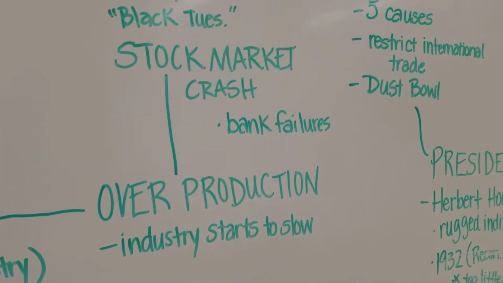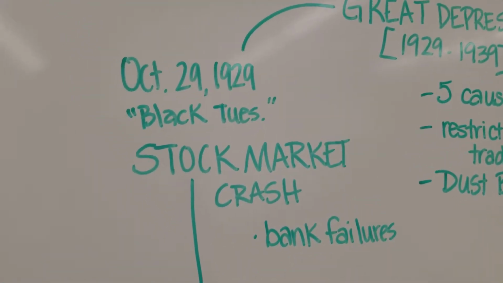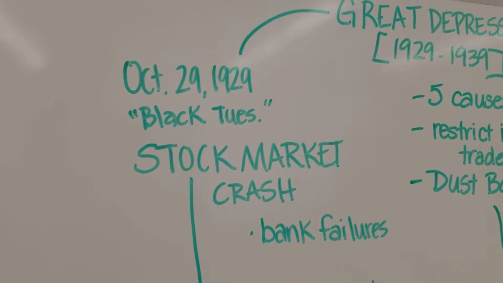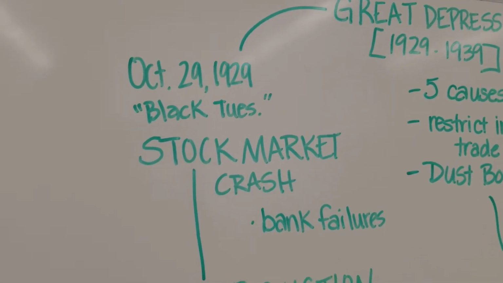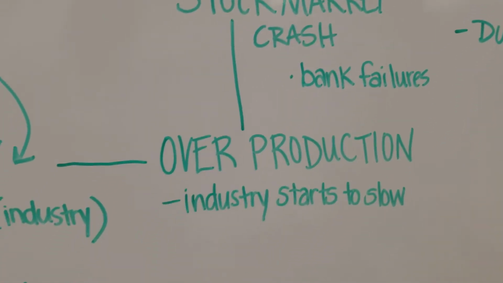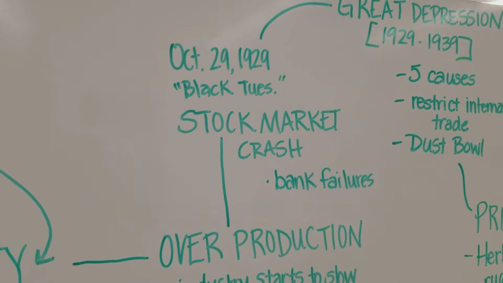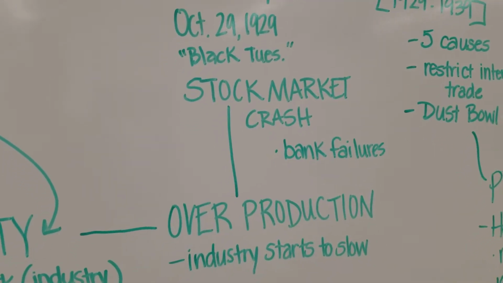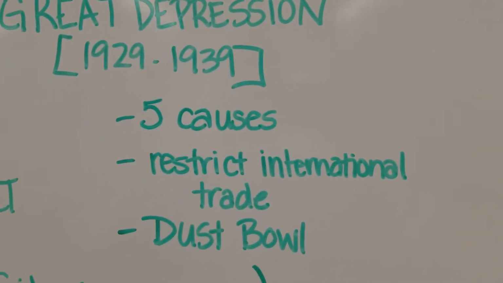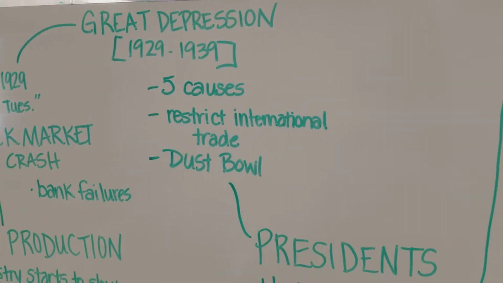We know that we had other things such as bank failures, among other things that are going to lead to the stock market crash, which occurred on October 29th, 1929. It is also known as Black Tuesday. Several of these things, speculation, overproduction, bank failures, the stock market crash, the Dust Bowl, among other things that we will discuss, are believed to have been among the 5 causes of the Great Depression, which lasted from 1929 through 1939.